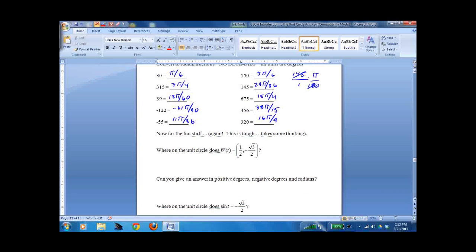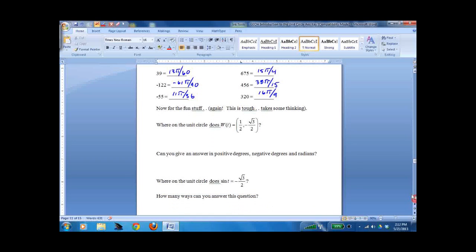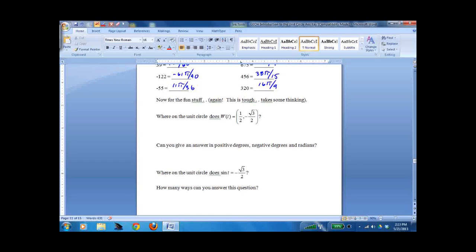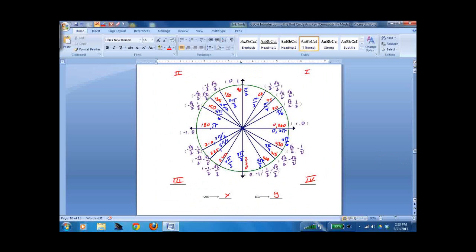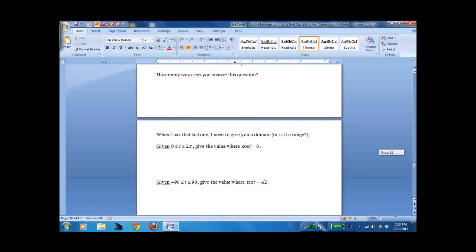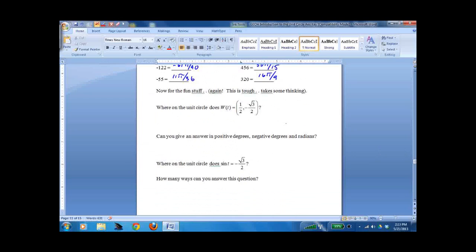That's it. Now, this is the tough stuff. Where in the unit circle does the wrapping function equal 1/2, negative root 3 over 2? I've got a unit circle right here. So we're looking for 1/2, negative root 3 over 2. And we can see that's down here. And that's it. So we can say that's at 5 pi over 3.